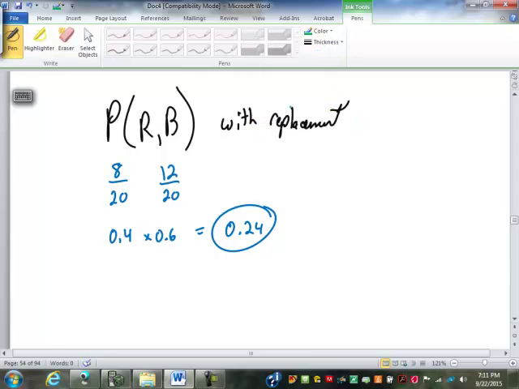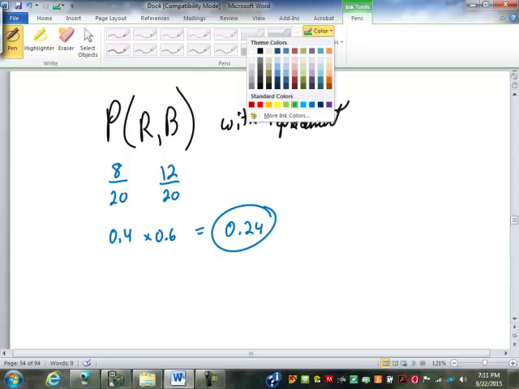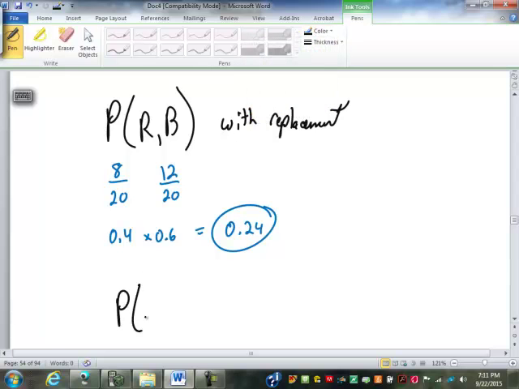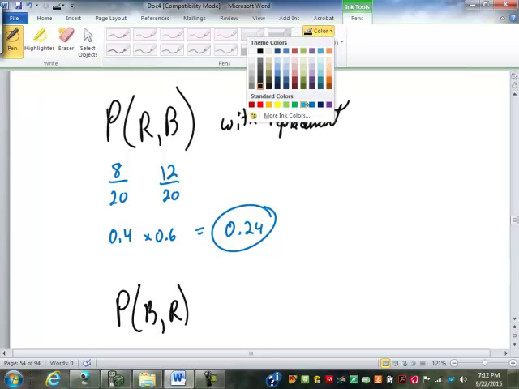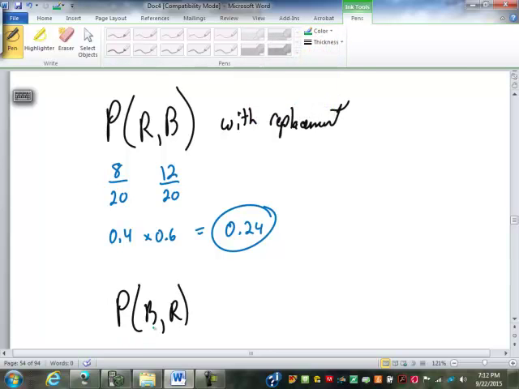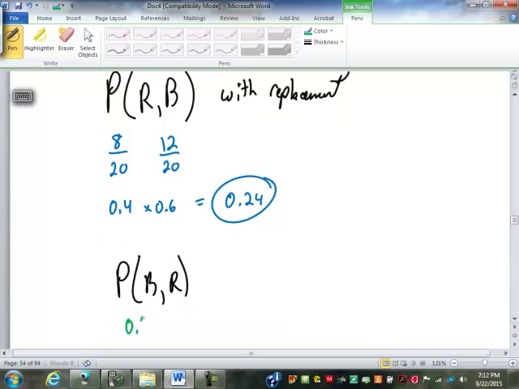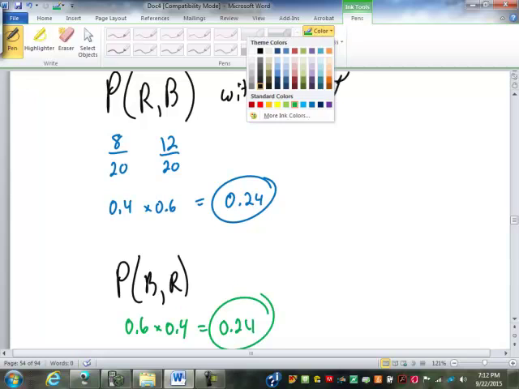Now, if it's being replaced, what if I did it the other way around? Probability of blue and then red. What's the probability of the first one being blue? 12 out of 20 or 0.6. Second one being red? 8 out of 20 or 0.4. Still 0.24. Doesn't matter.